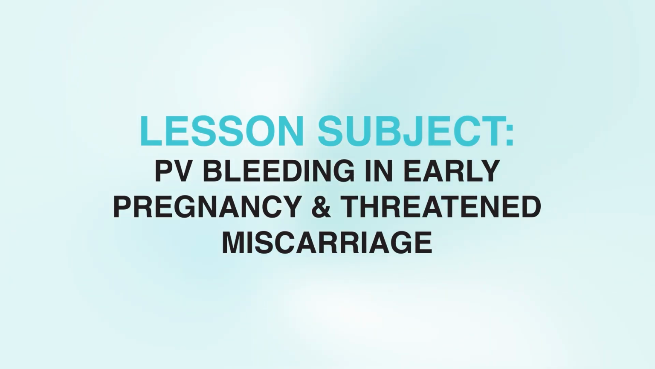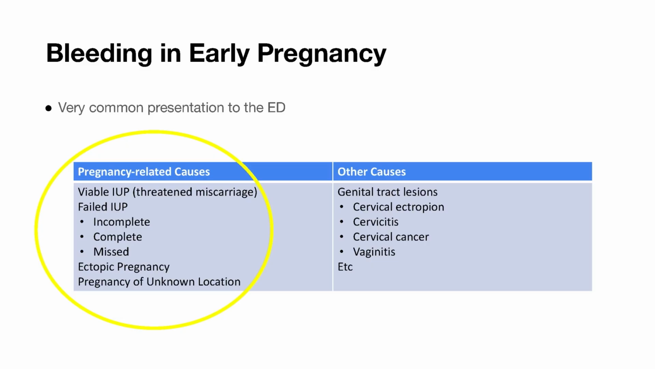This talk is going to be about the general evaluation of bleeding in early pregnancy, and we're also going to discuss the entity of threatened miscarriage. Now, anyone working in the hospital, particularly the emergency department or the primary care clinic, is going to know that this is a very common presentation to the emergency department. Alongside nausea and vomiting in pregnancy, this would be the other most common reason to come to the emergency department.